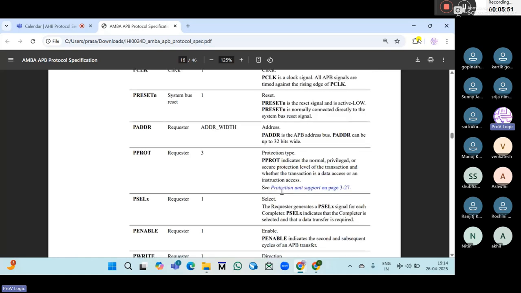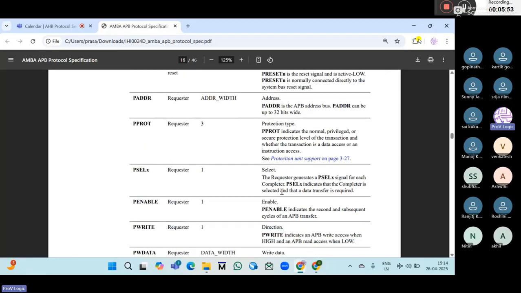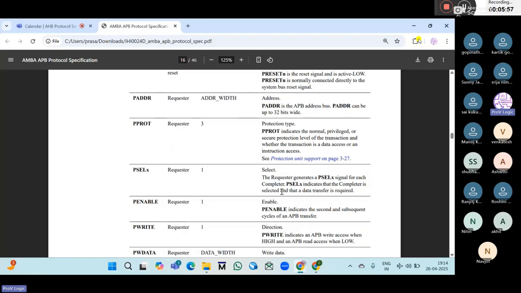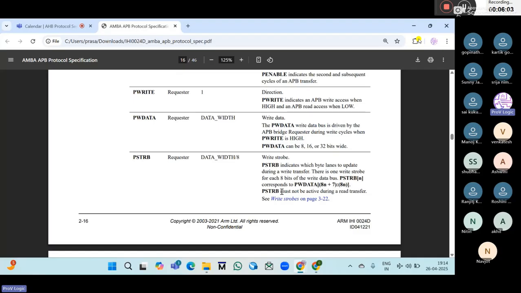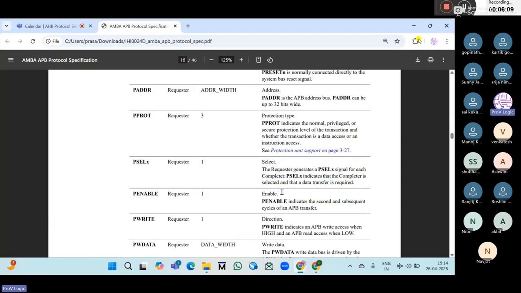Coming to applications, I already told you it is for low speed peripherals, and the APB protocol has very few signals. That means simple signals like address, enable, write, select will be there. And it is always useful for lower peripherals. Okay, so coming to the AXI and AHB protocols.